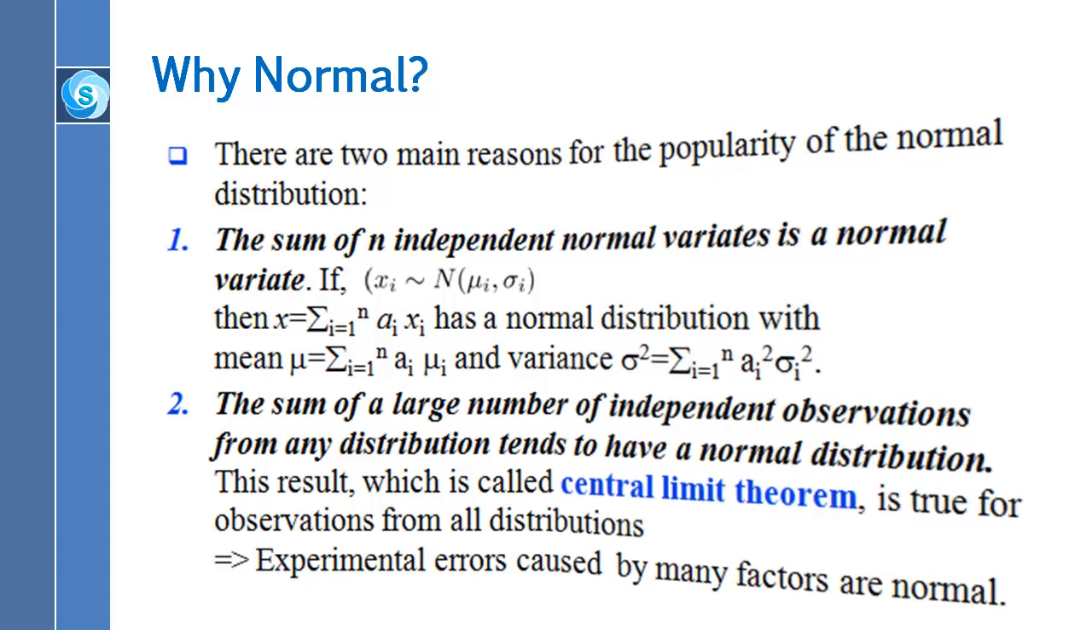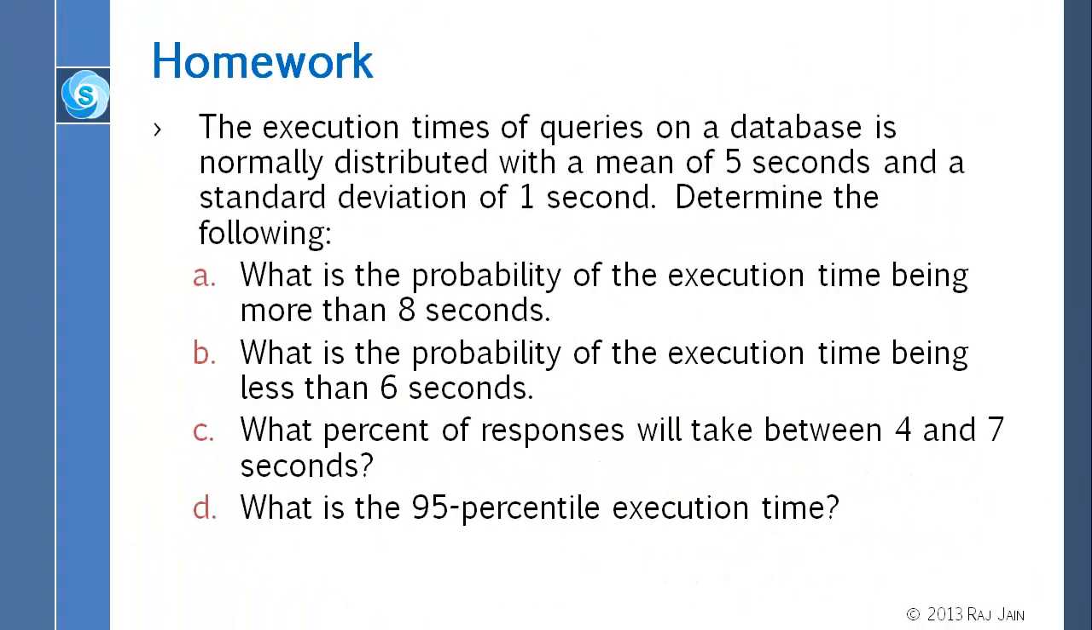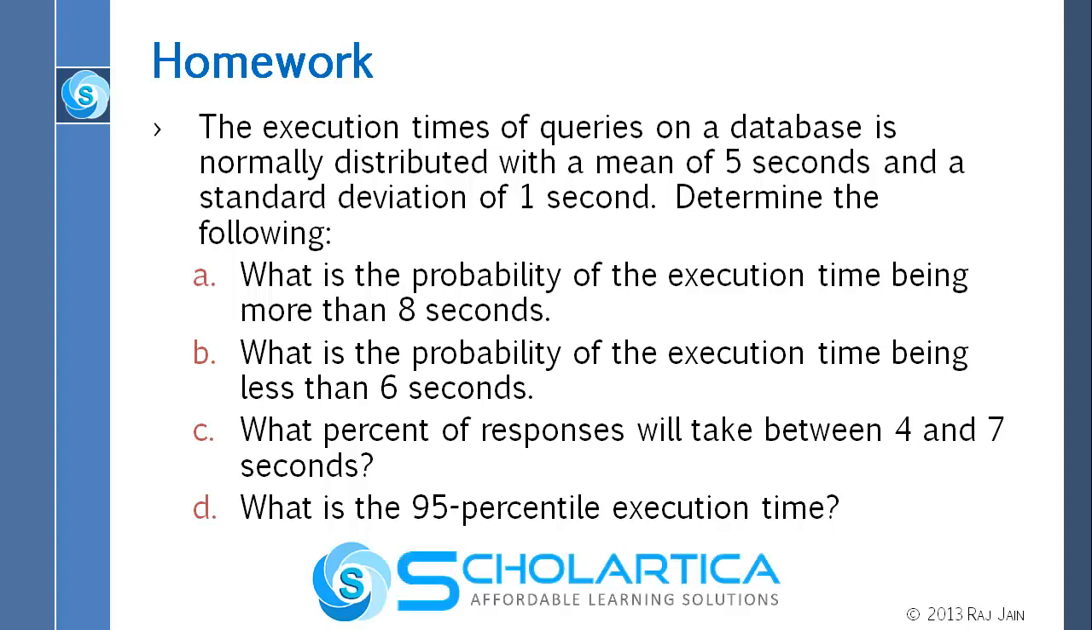Okay. So here's the first homework. The execution time of queries on a database is normally distributed with a mean of 5 seconds and a standard deviation of 1. So the mean is 5, standard deviation is 1. So now you have to find out what is the probability of execution time being more than 8 seconds. So you need that table. In that table you have to figure out where 8 will happen, what quantile it will happen, and that is what we are asking.